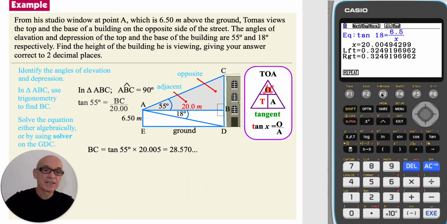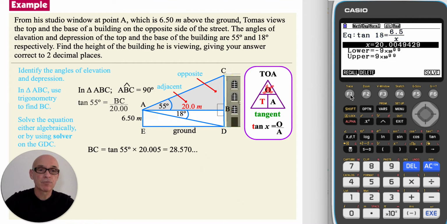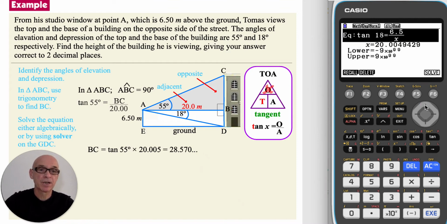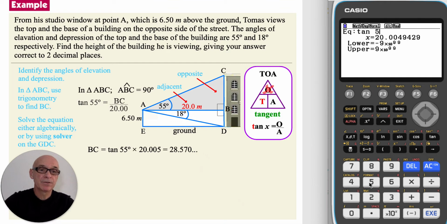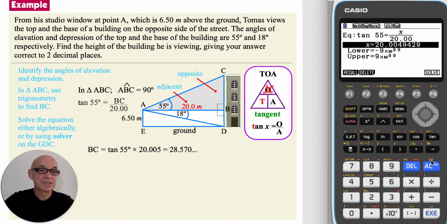On the calculator, pressing F1 for a repeat calculation and scrolling up, pressing the tan button, and then 55, pressing shift to access the equals, pressing the fraction button, pressing the X variable button for the numerator, and scrolling down and putting 20.00 in the denominator, pressing execute to enter the equation, and F6 to solve the equation.